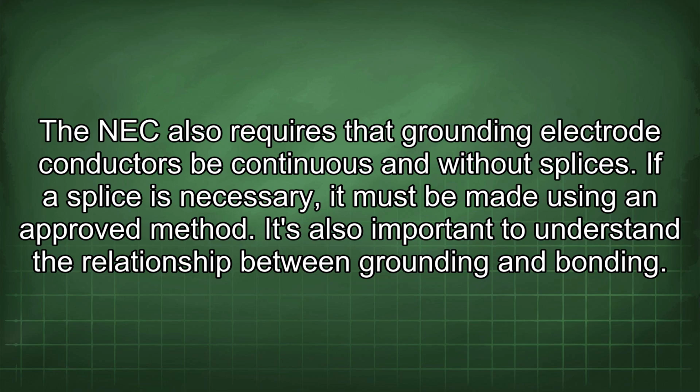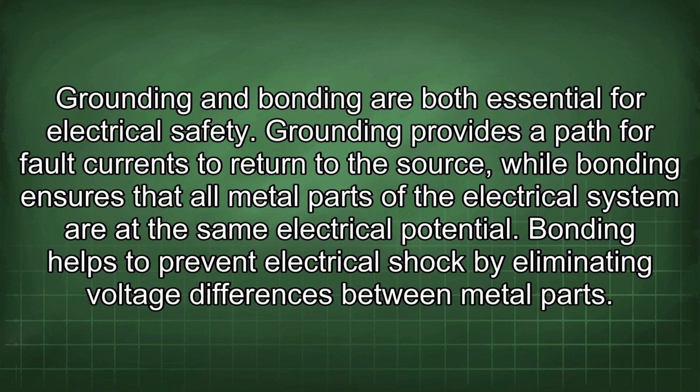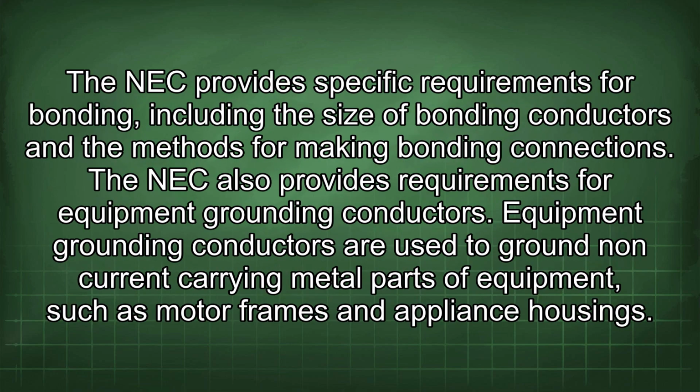It's also important to understand the relationship between grounding and bonding. Grounding and bonding are both essential for electrical safety. Grounding provides a path for fault currents to return to the source, while bonding ensures that all metal parts of the electrical system are at the same electrical potential. Bonding helps to prevent electrical shock by eliminating voltage differences between metal parts. The NEC provides specific requirements for bonding, including the size of bonding conductors and the methods for making bonding connections.